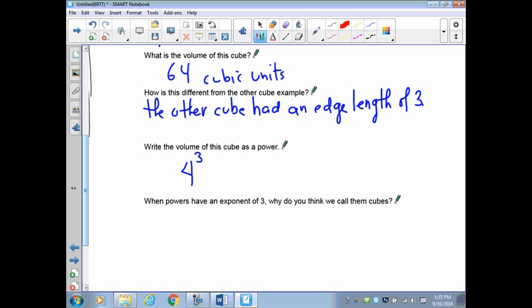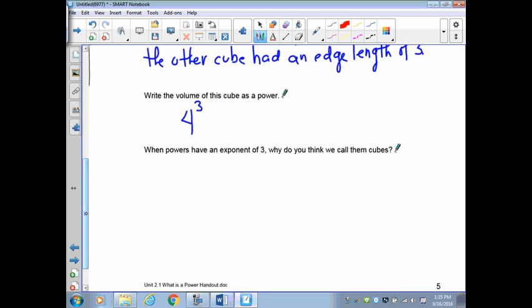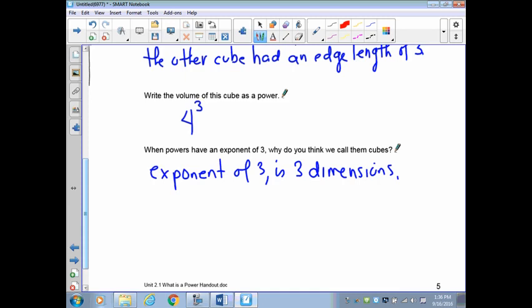So when a power has an exponent of 3, why do you think we call them cubes? Well, that goes down to 3 dimensions make a cube. So that's why we call them cubic centimeters or cubes. Okay, so it has to do with the exponent of 3 being 3 dimensions. Because of that, it's called a cube. All right, now there is no 4th dimension version, so there's no shortcut for its words.